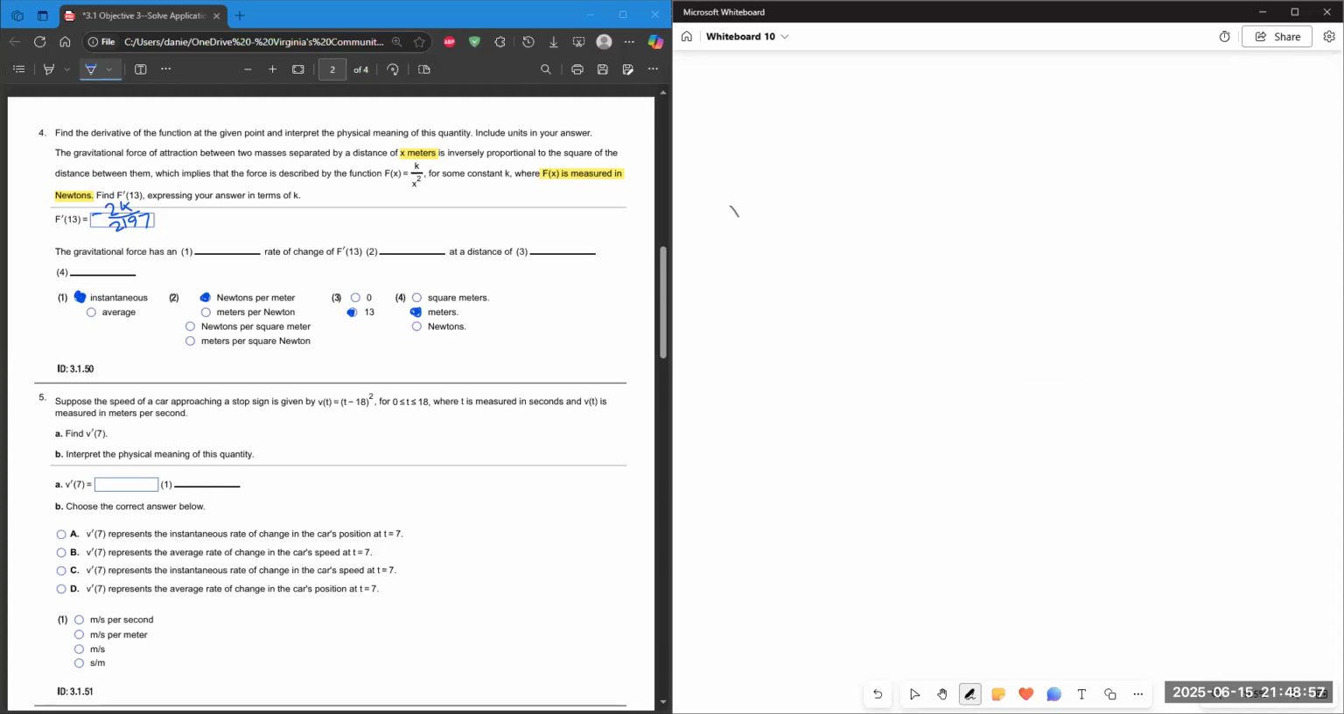Let's look at number 5. So v of t is given to us as (t minus 18) squared. It's a stopping distance. t can be anywhere between 0 and 18. Notice that v prime of t is going to be the same thing as acceleration.